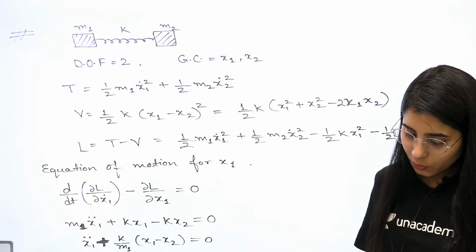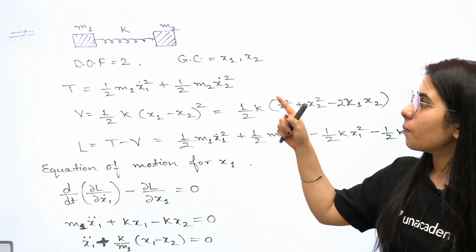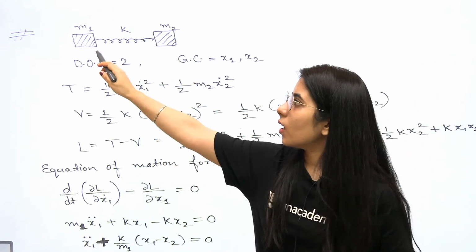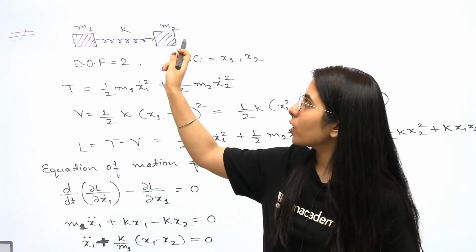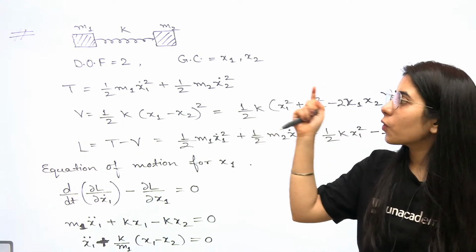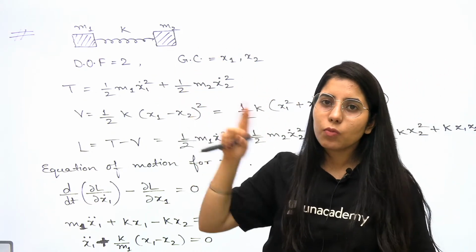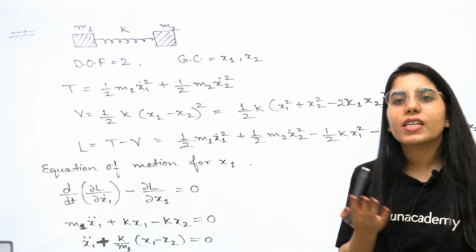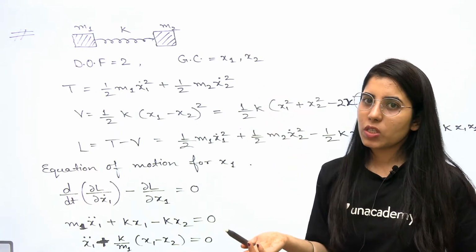And if it is clear, that's good. The first point is degrees of freedom. How? Because both the blocks are there, both can move. It can cover some distance from the equilibrium point. So that's how the degrees of freedom for the complete system will be 2. And we are considering x1 and x2 as the variations from their mean or the equilibrium position.